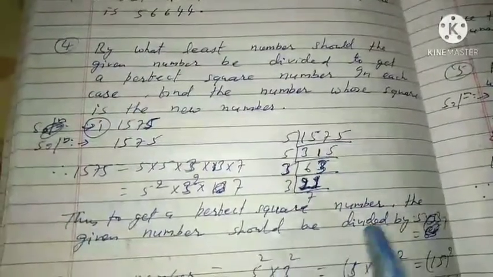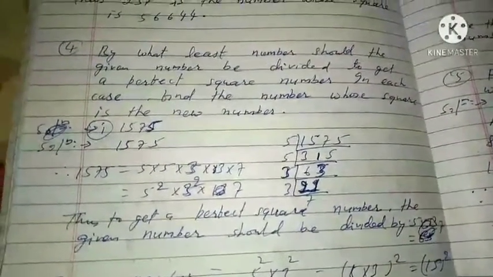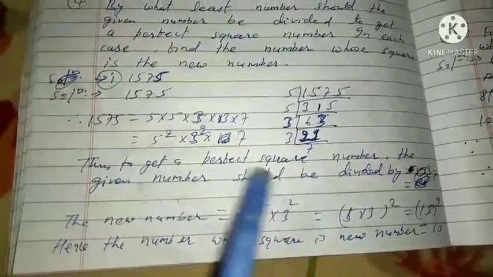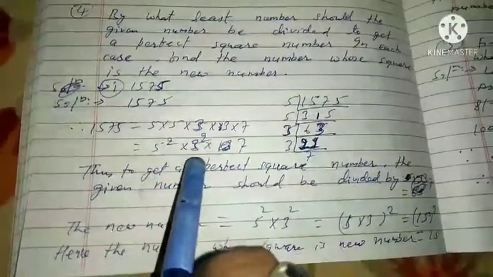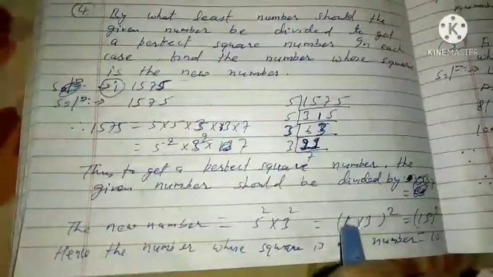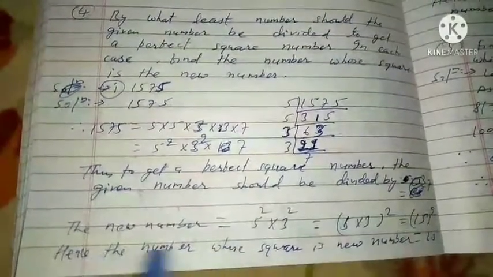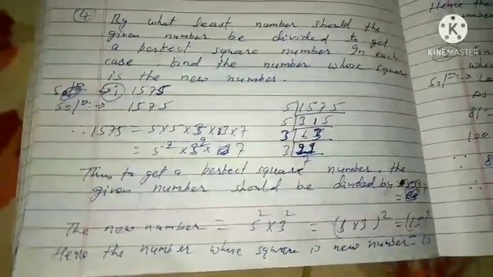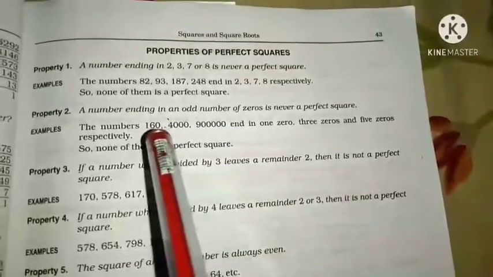Thus, to get a perfect square number, the given number should be divided by 7. Therefore, the new number is equal to 5 square into 3 square. Since we have removed 7, it is left with 5 square into 3 square. That is 5 into 3 whole square, which gives 15 square. Hence, the number whose square is the new number is 15. Understood? Okay, let's discuss some properties of square numbers.